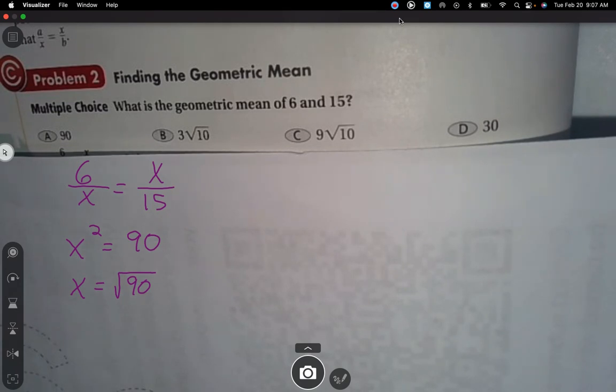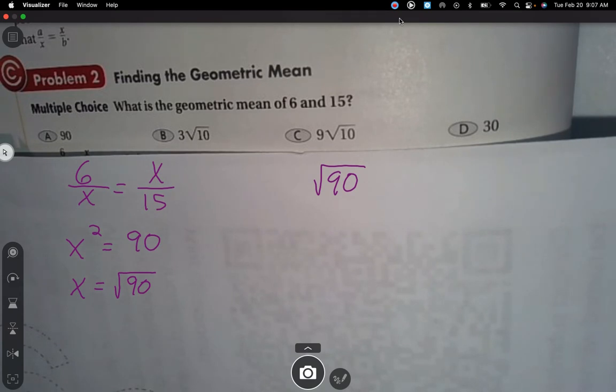All you have to do is multiply those numbers and take the square root. That's it. What is 6 times 15? So it's the square root of 90. Now wait just a second. There's a problem here. Look at all their answer choices. Do you see the square root of 90? No. So they want you to simplify.